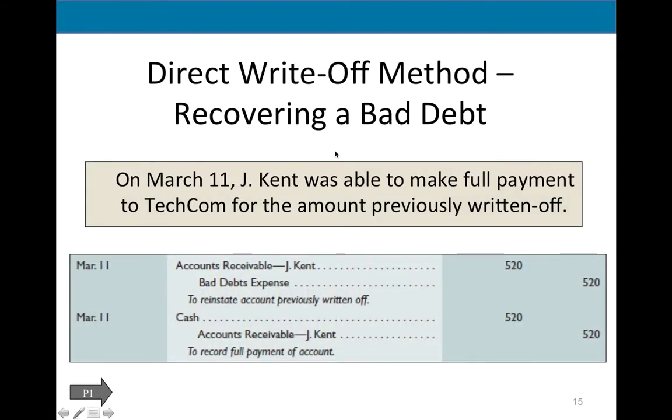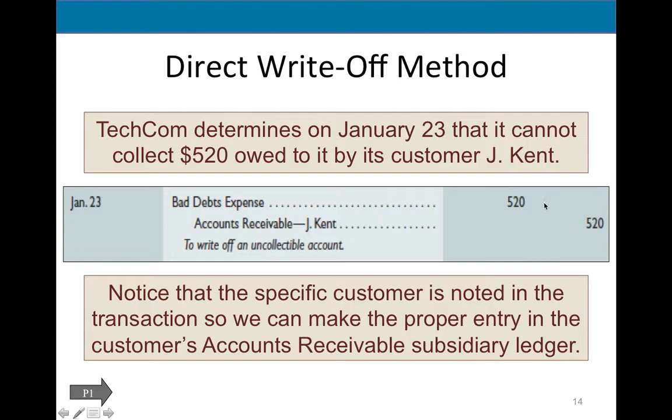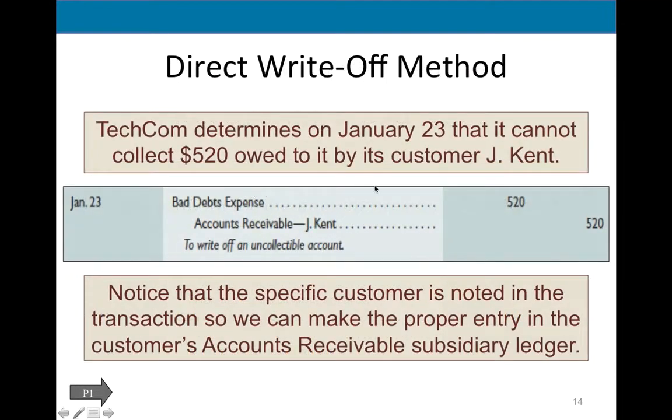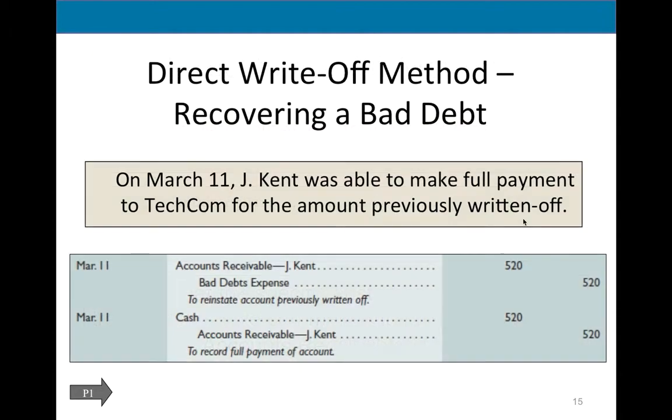Now, recovering the bad debt. So in January, we took it off our books, but we pursued J. Kent, and then guys, on March 11th, we were able to actually collect the entire $520. So when we recover bad debt, we have to make two entries. We reinstate AR and we decrease bad debt expense. So this is a reversal of my January entry, and then we collect cash. So you reinstate AR and then you collect cash on it.